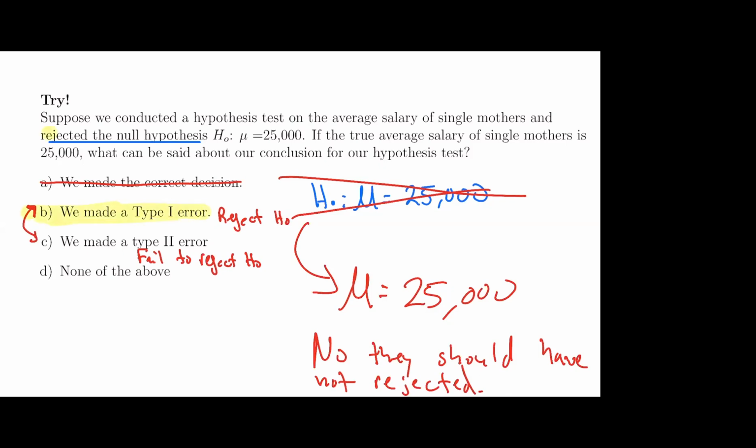Because the fact that they rejected the null hypothesis, that's pretty much telling us that it's a type 1 error. Because if we already know they made a wrong decision, and I know they rejected the null hypothesis, that's pretty much telling me that it is a type 1 error. And that's it for that one. Any questions in regard to the last round?